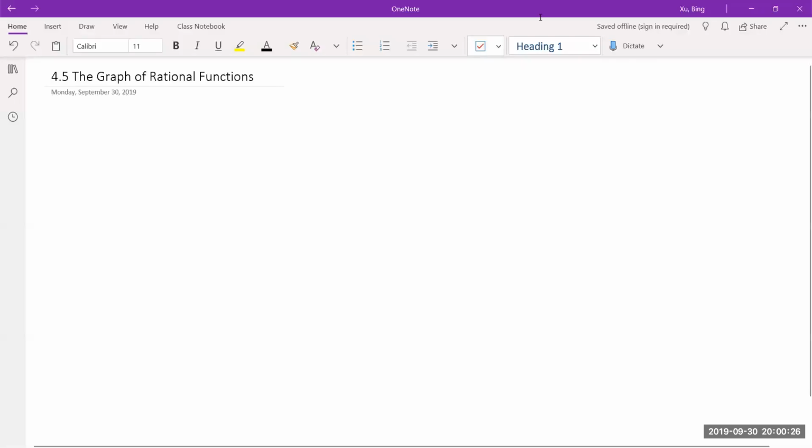So today we'll talk about 4.5, the graph of rational functions. Today we'll talk about the situations with no holes in the graph. And on Wednesday, we'll talk about the situations with holes in your graph. Okay, so first let's look at this problem.